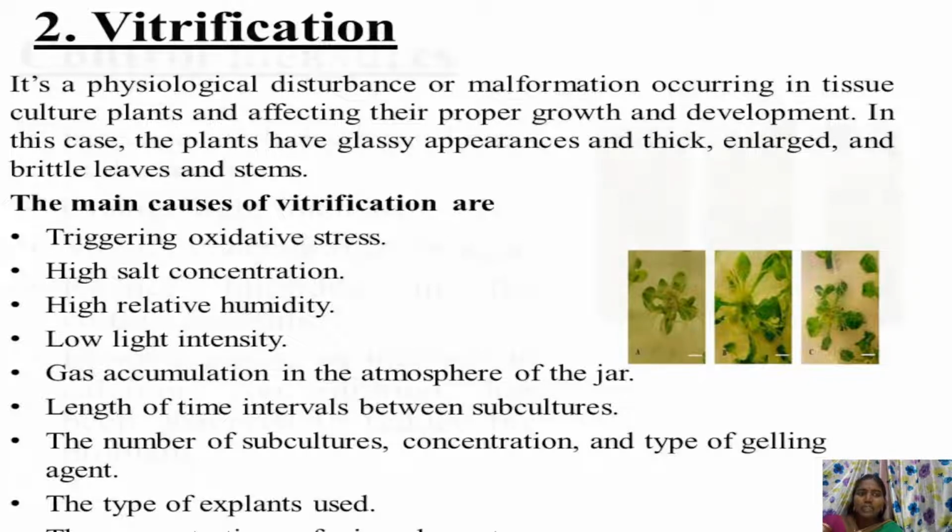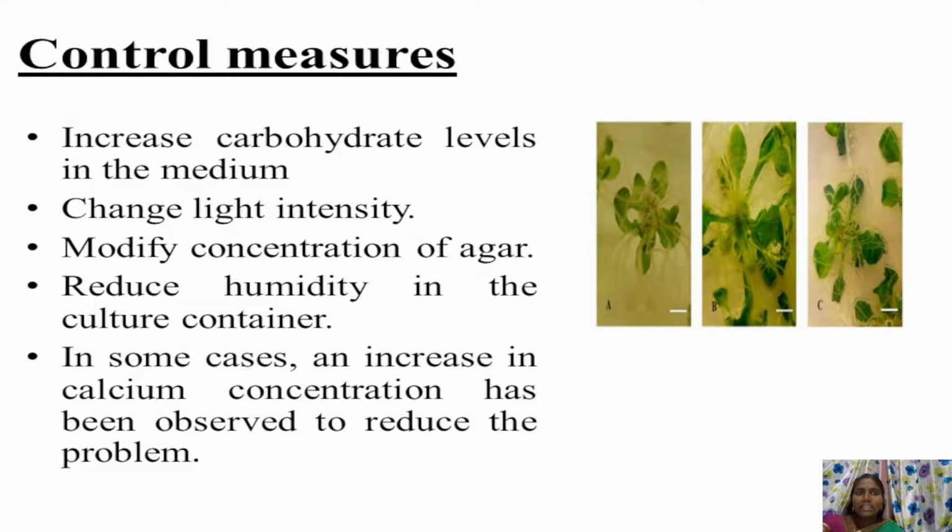How to overcome this? It can be overcome by increasing carbohydrate levels in the media, changing the light intensity, modifying the concentration of agar, and reducing the humidity in the culture container. In some cases, an increase in the calcium concentration has been observed to reduce this vitrification problem.